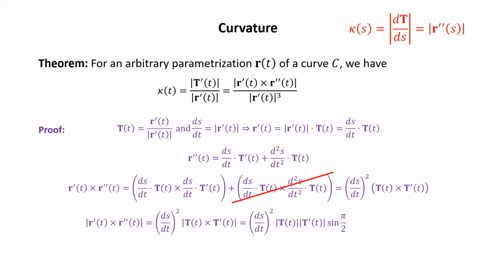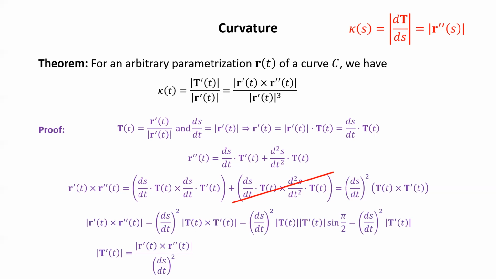Now, using the main theorem on lengths of cross products, we can write that length of the cross product as the length of T times the length of T prime of t times the sine of pi over 2. The angle there is pi over 2 because T of t is orthogonal to T prime of t. Now, the length of T is 1, and the sine of pi over 2 is 1, so we get ds/dt squared times the length of T prime of t.